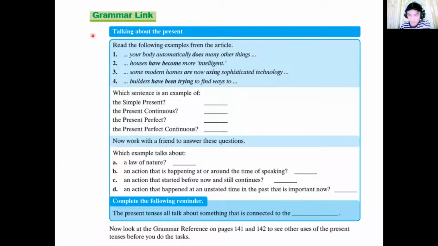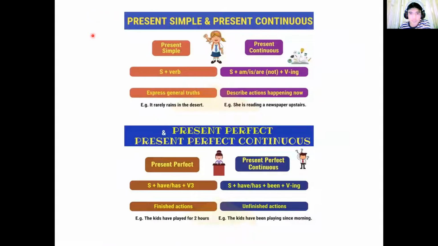So, before we jump in, let's review the four tenses: present simple, present continuous, present perfect, and present perfect continuous. For the present simple, it is as simple as subject plus the verb. It expresses general truths. For example, it rarely rains in the desert. For the present continuous, subject plus is or are, and if it is a negative sentence, that could be possible, plus the verb in an ing form. It describes actions happening now. Example, she is reading a newspaper upstairs.